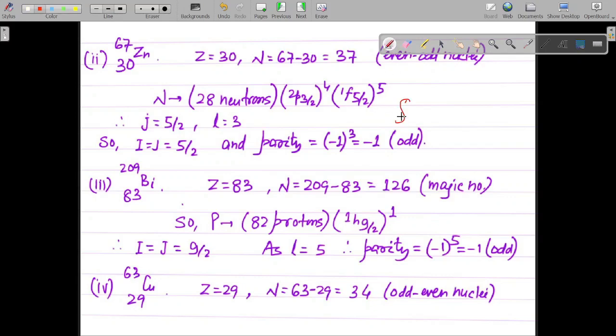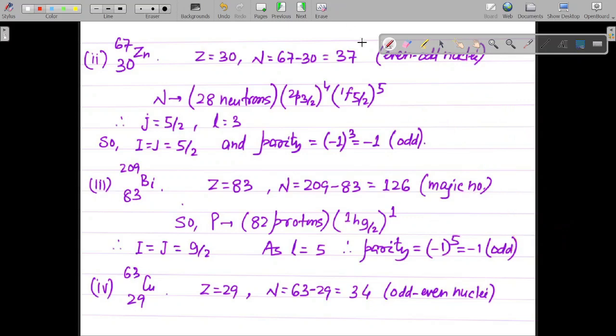Because for S, the value of L is 0. For P, the value of L is 1. For D, the value of L is 2. Then for F, the value of L is 3. Then for G, the value of L is 4. Then for H, the value of L is 5. Okay, so clearly the value of L will be 5 for H.